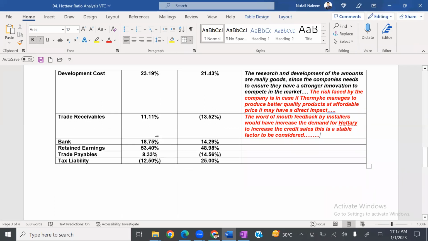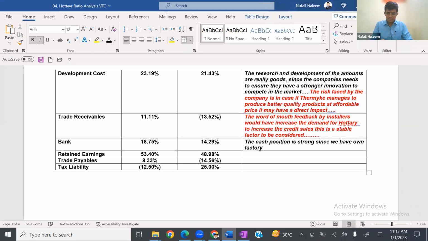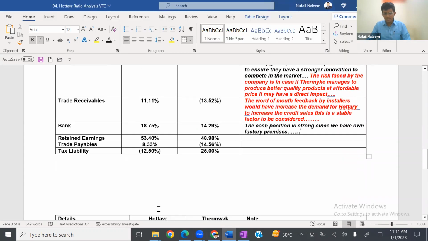Now, coming to the bank balance, you see 18% increase, 14.29. So frankly speaking, again, cash position is very strong, since we have own factory. Correct, no, students? We have own factory premises, because certain businesses, they don't have own factory premises. One of the greatest successes for our business is we have our own factory premises. And students, retained earnings is 53 and 48. If you don't mind, I'll just show you the other one, students, that is the dividend.